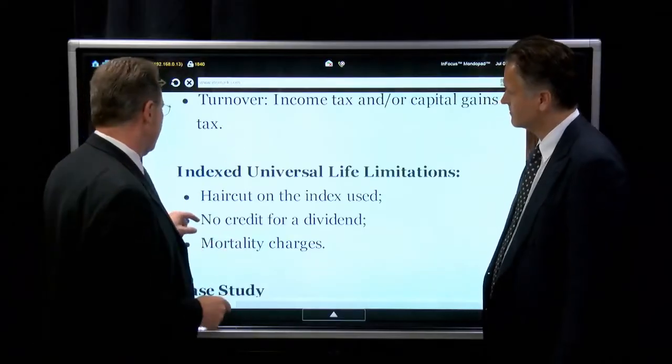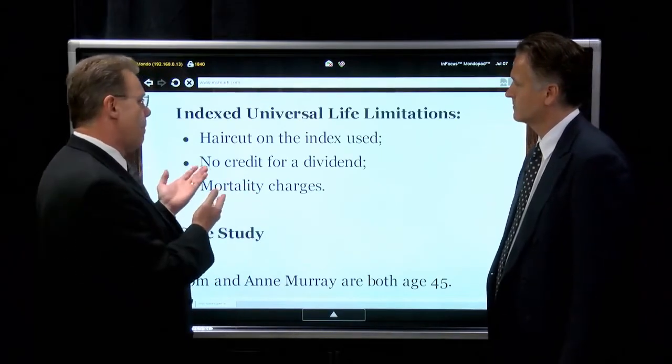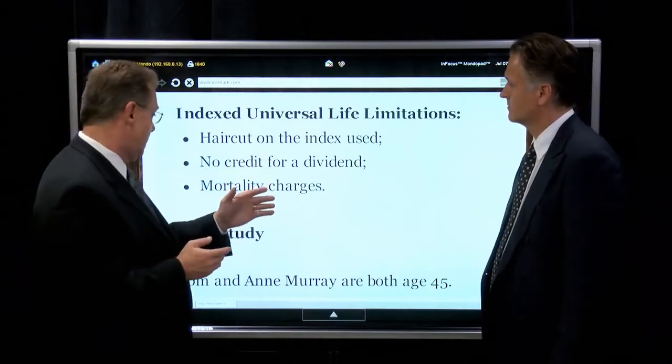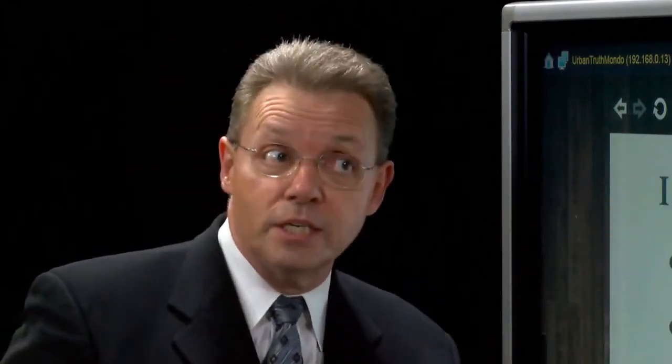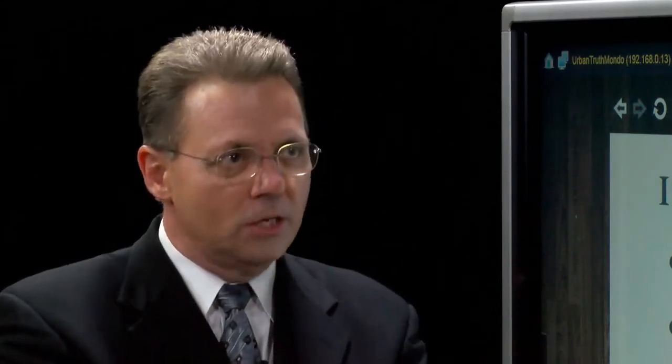Now, I want to compare that against the haircut on the indexed universal life. Think about this: these are not managed funds. These are options that we're buying. On top of that, there's no credit for a dividend, and we do have mortality charges. And when you're comparing, to be fair, I think sometimes you have to subtract whatever the term cost is if you're investing the difference into the fund, just to get a good balance sheet, equal opportunity to compare side by side.